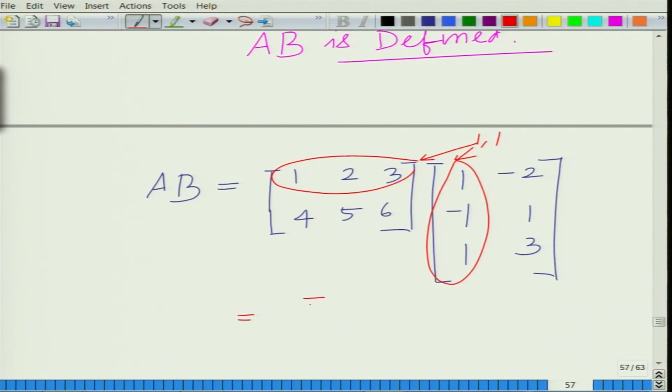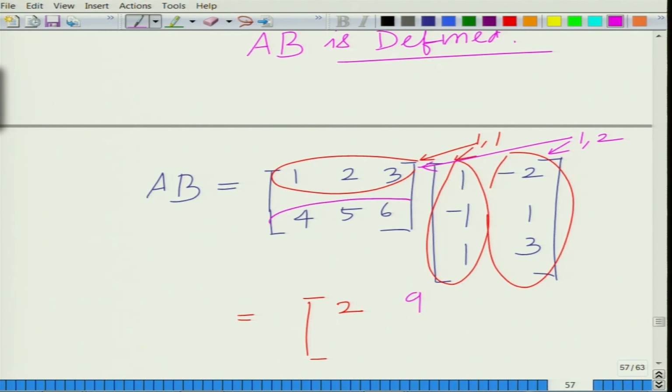So the 1 comma 1 element would be 1 into 1 plus 2 into minus 1, that is minus 1 plus 3. So that would be equal to 2. Now the 1 comma 2 element would be the first row of A and the second column of B. So that would be minus 2 plus 2, which is 0, plus 3 into 3, which is 9.